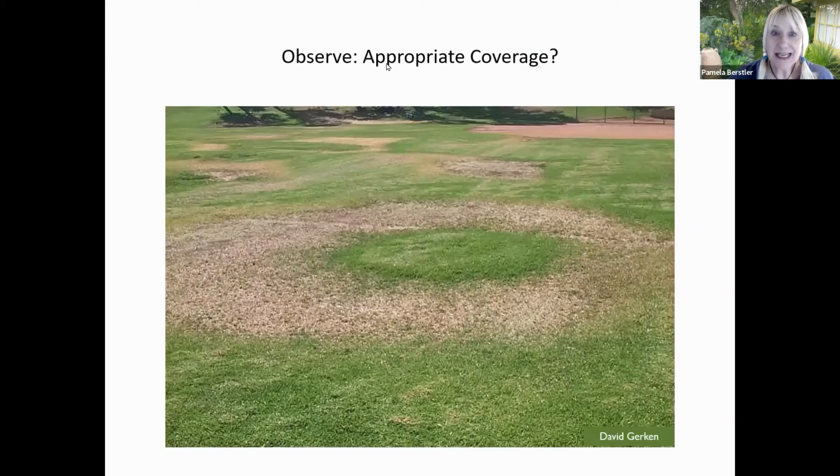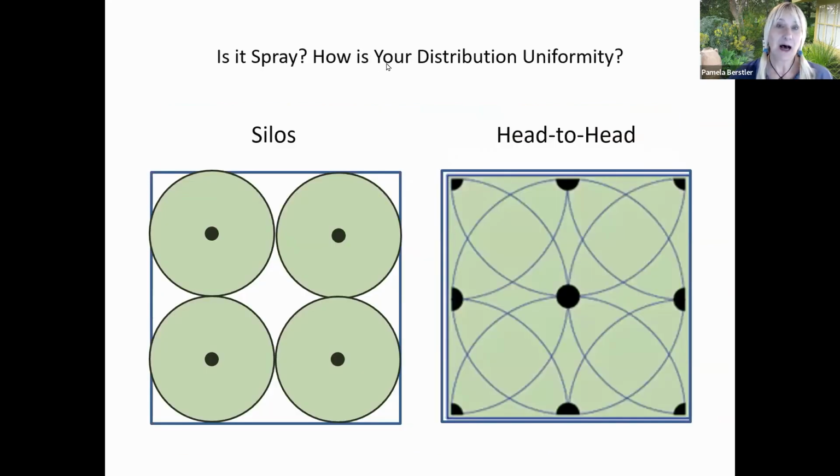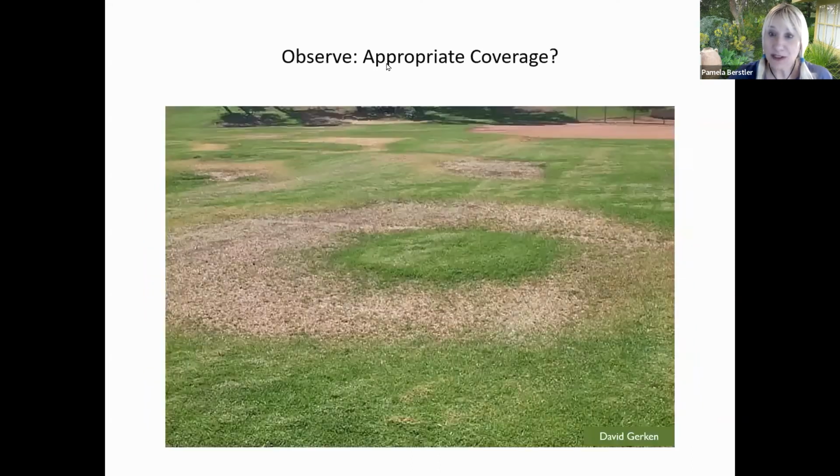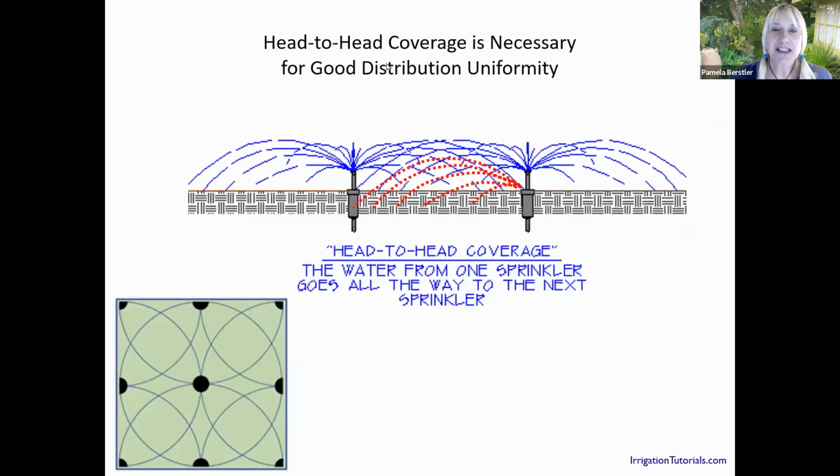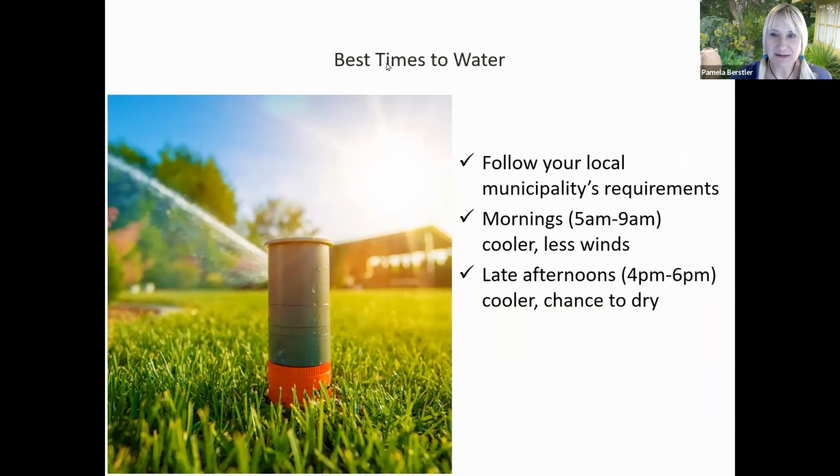Observation is the key to management of landscapes. And here's a great example. Do we have good coverage of the grass? If it's a spray system, what is our distribution uniformity? Do we have head-to-head coverage? We do not have head-to-head coverage. I can tell you that right here. Or do we have these silos around the spray heads? You have to have head-to-head coverage to have good distribution uniformity. There's no ifs, ands, or buts about that with spray systems.